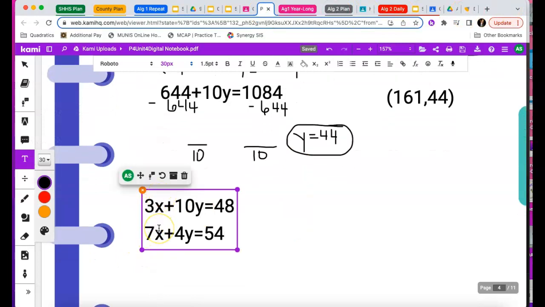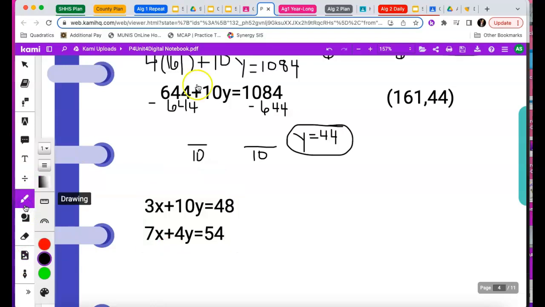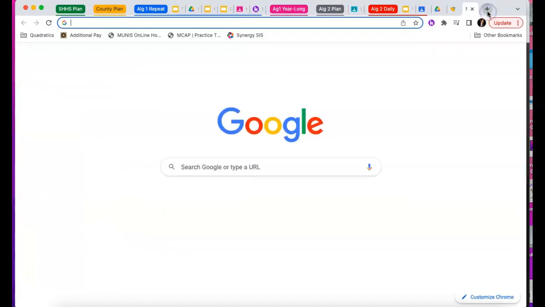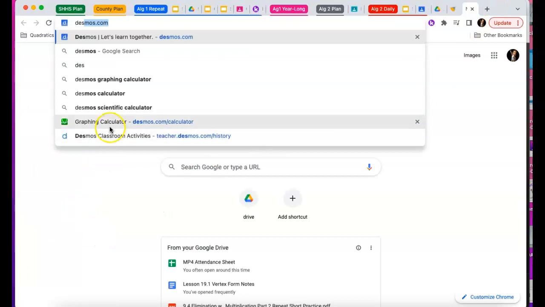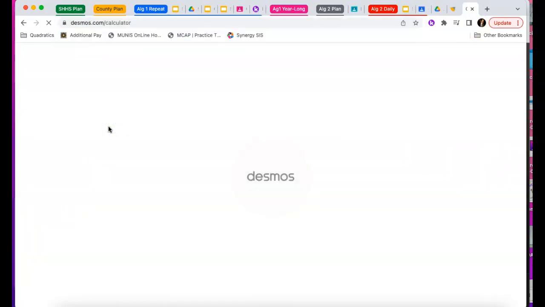Like the x's, are they the same? No, my y's, those aren't the same. So I can't just multiply one by something to get it to turn into the other. So for this one, that's why I told you I'm going to show you guys how to solve it by graphing, because there are some times where we can't actually do that first step of multiplying one of the equations. So what I'm going to do, I'm going to open up my Desmos graphing calculator, and I'm going to type both of those equations in.